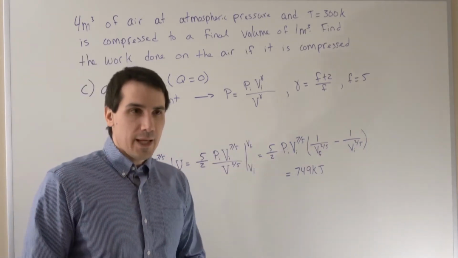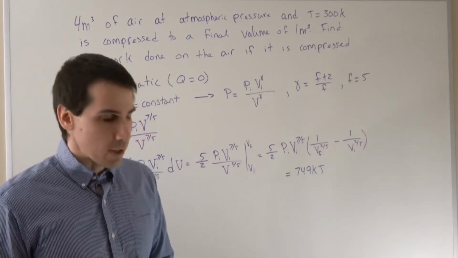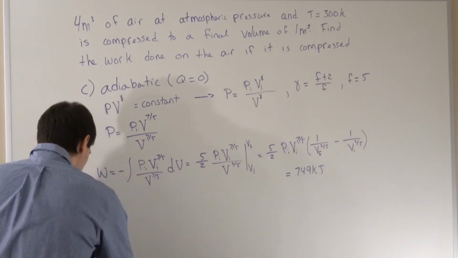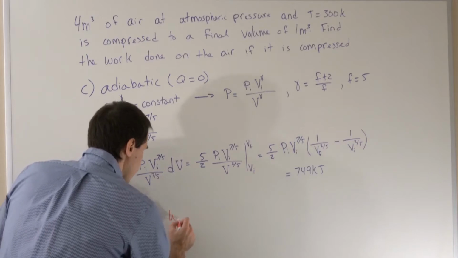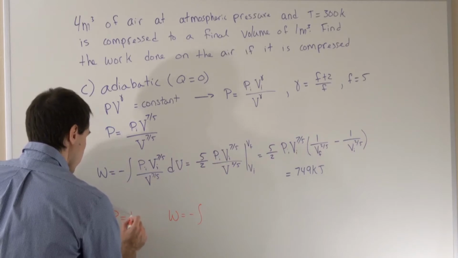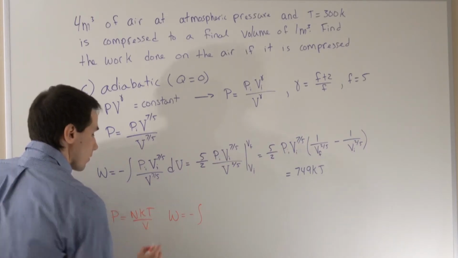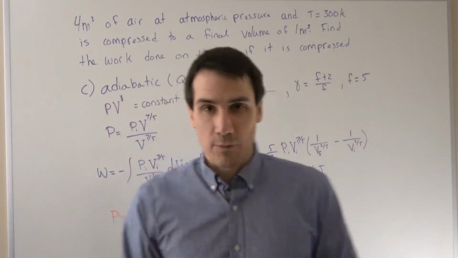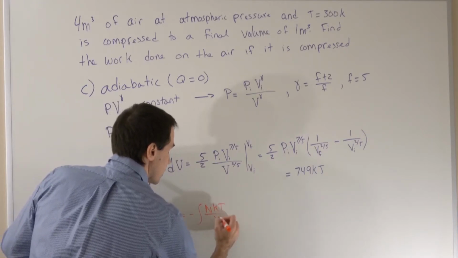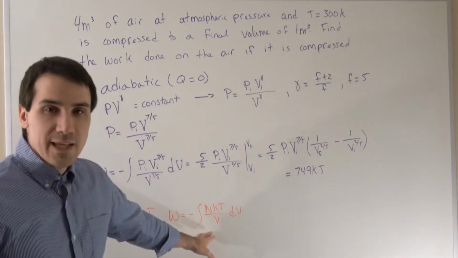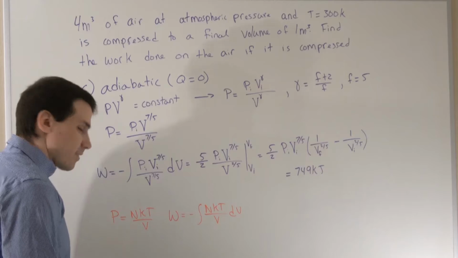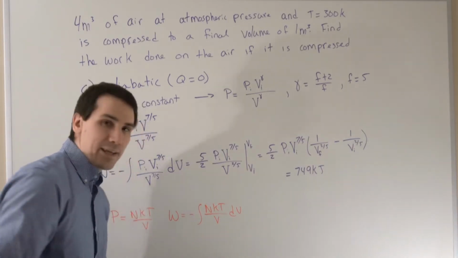Now, I just want to take a moment and say what not to do really quickly. It might be tempting to say that your work is equal to negative integral of P dV, but I know that the pressure is NkT over V, right? I know this expression for the pressure, and why can't I just use the ideal gas law and just calculate the work this way? This has a V in it. The problem is that the temperature is not a constant.